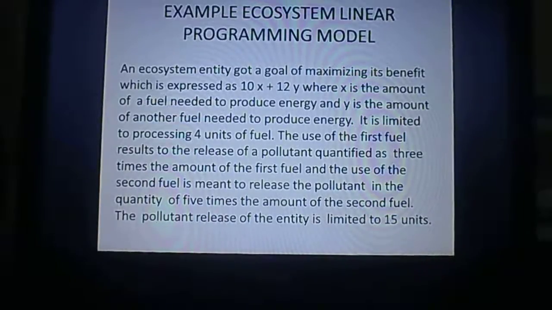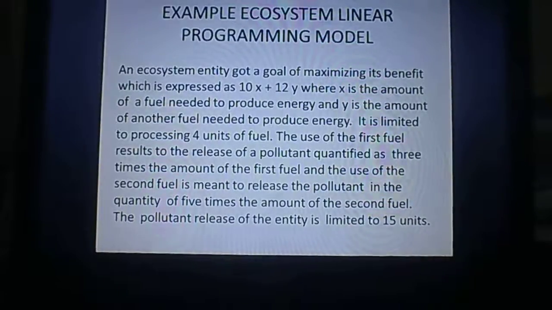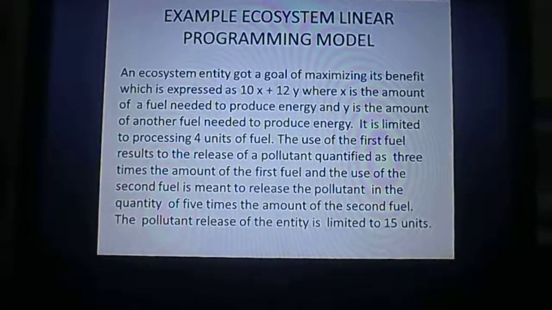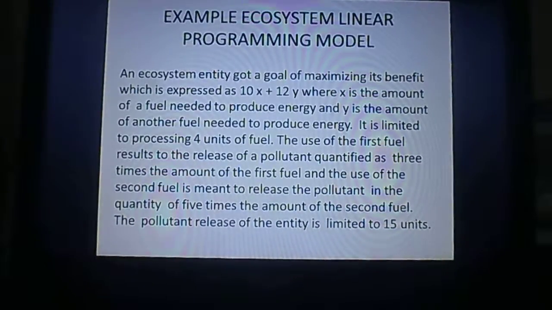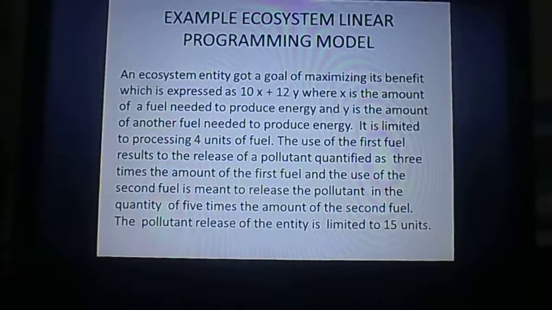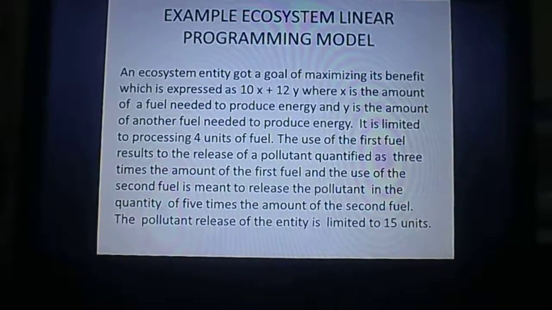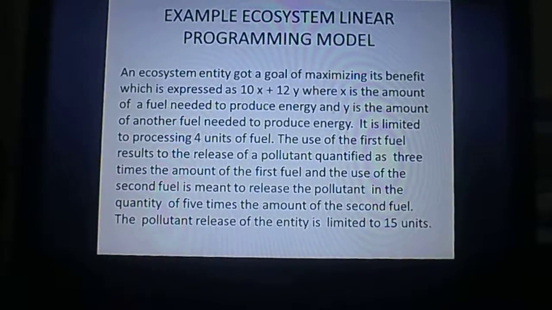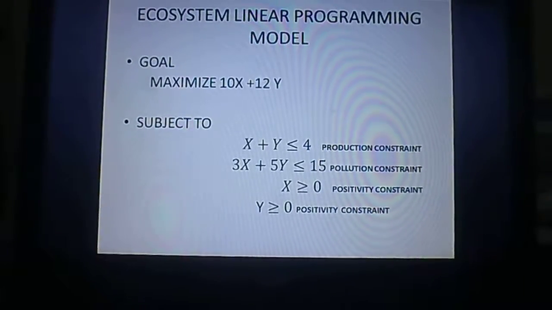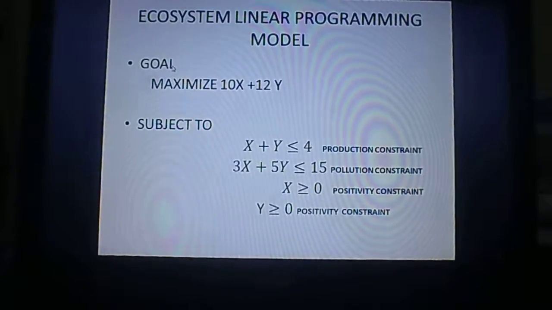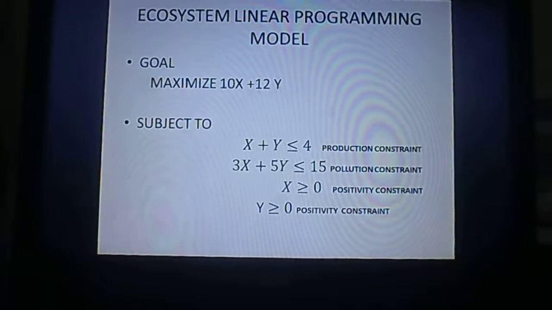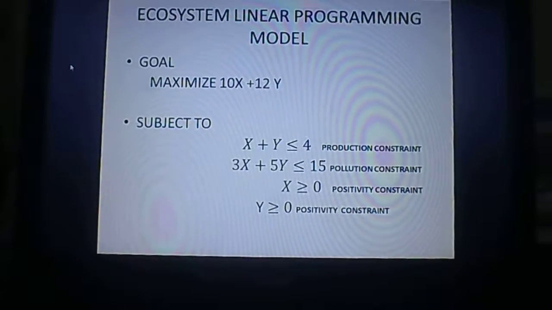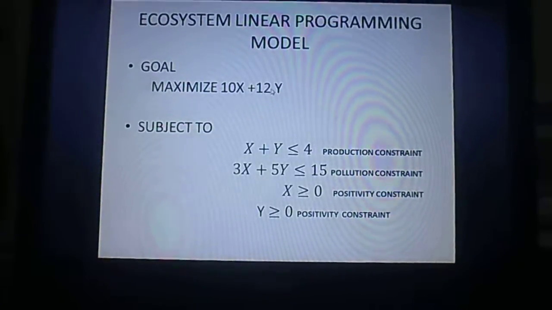An ecosystem entity, as earlier mentioned, has a goal of maximizing its benefit, which is expressed as 10x plus 12y, where x is the amount of a fuel needed to produce energy and y is the amount of another fuel needed to produce energy. It is a goal, therefore, or an objective function, to maximize 10x plus 12y, the benefit derived out of energy production.